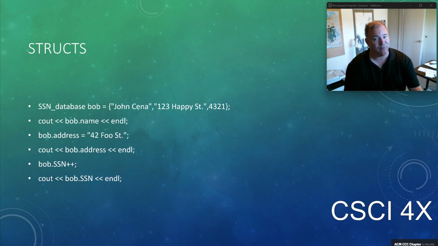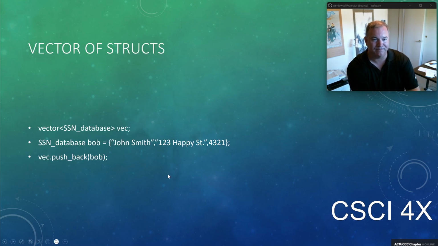And the answer is not 4321. Because on bullet point 5, I got him. Bob.ssn gets incremented by 1. So bob.ssn++ means that it has been incremented by 1. So when we print out Bob's social, his social is now 4322. Yep, that's why I asked the tricky questions. Don't worry about it. All right.